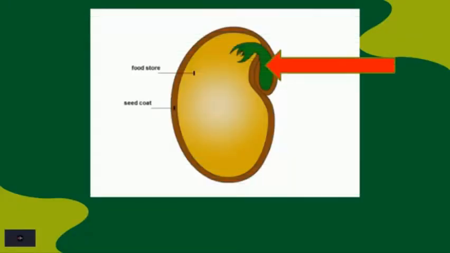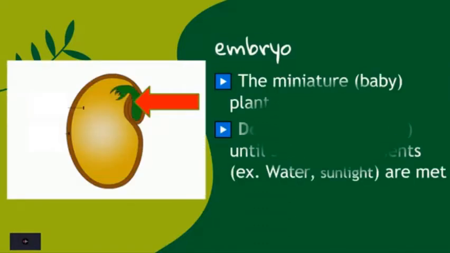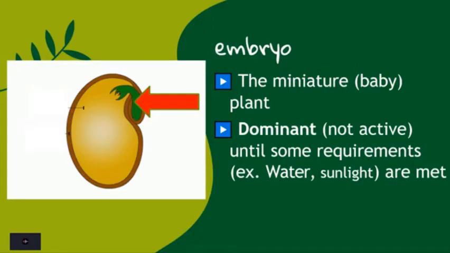Embryo. Embryo. This is the miniature or the baby plant. Embryo is dormant, meaning not active. It is inactive until some requirements are met, such as water and sunlight.